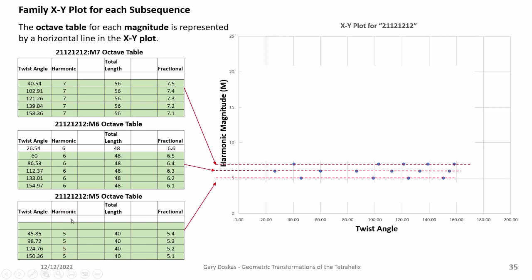Now, the data is essentially the twist angle represented on the x-axis, and the harmonic magnitude up on the y-axis. Each horizontal line here represents the points where the twist angle created a loop with a number of different laps. The second line is for the 6th magnitude, and then the 7th magnitude is plotted here.